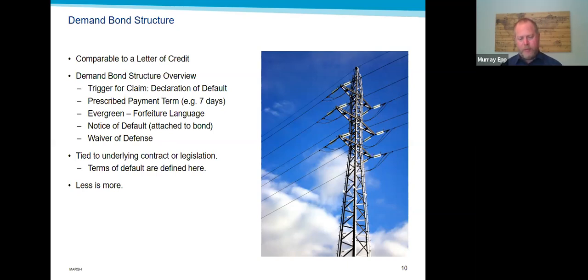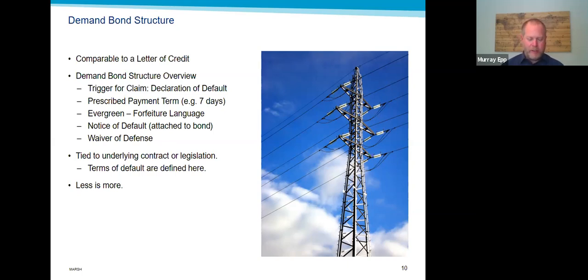And arguably the most important facet of these demand bonds is the waiver of defense. Language that provides really important clarity that the surety has no other remedy than to actually pay out under the bond when a notice of claim is made or a notice of default is made.